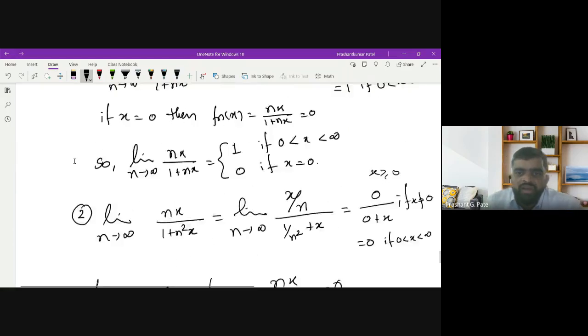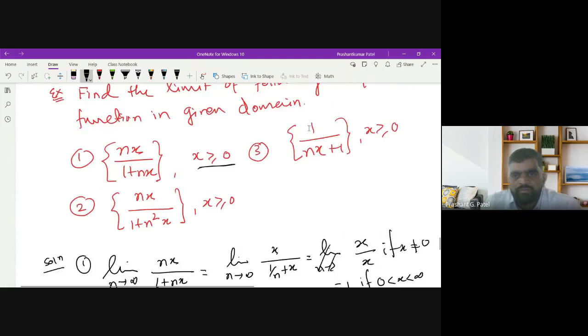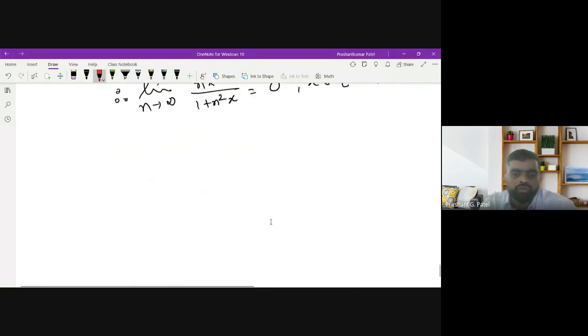You may try the third example, that is 1 upon x. You can try it for yourself and find out the limit of this function. I can also add one example here, that is e power minus nx, for x belonging to R. What will happen to this? Try to find out the limit of this function. Examples 3 and 4, I'm giving you as homework.